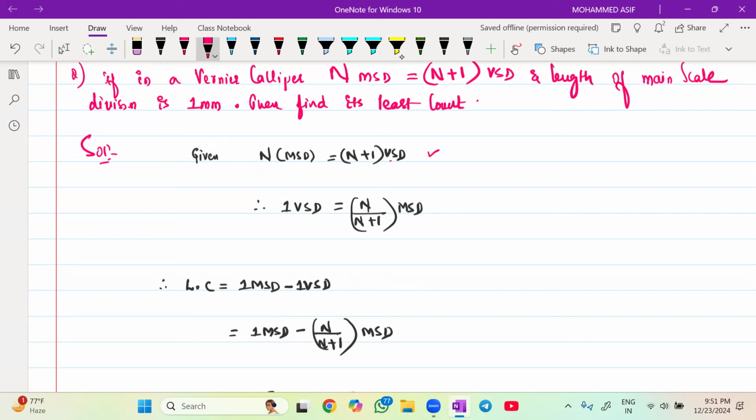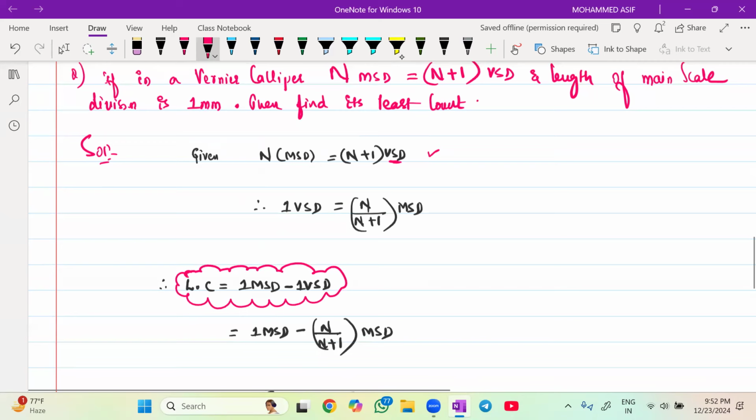So from this, one vernier scale division is equal to n divided by n plus 1 main scale division. Now what is the formula for the least count? Least count is equal to 1 main scale division minus 1 vernier scale division. Am I clear?